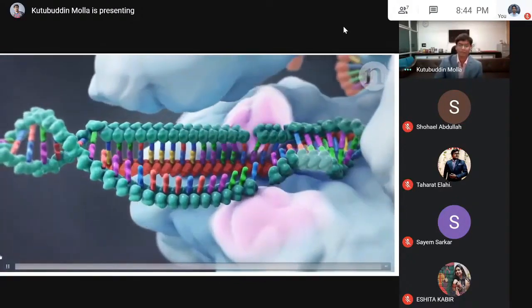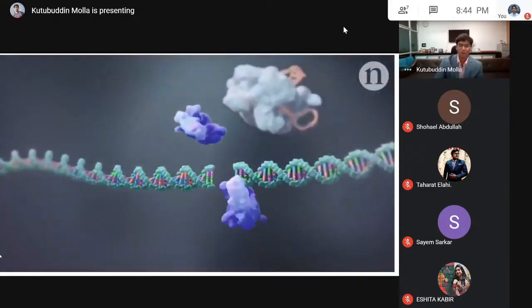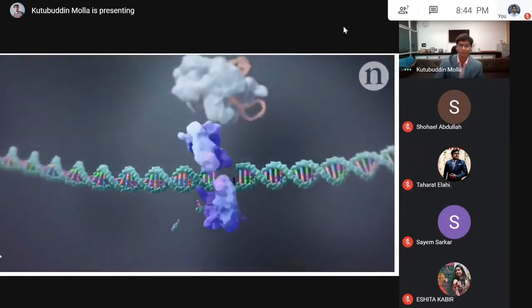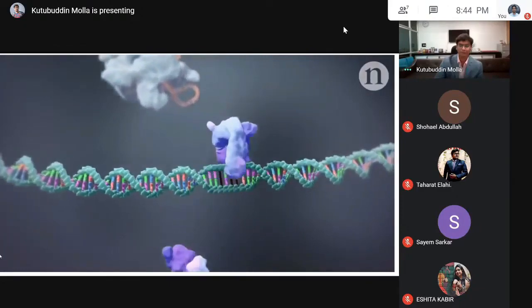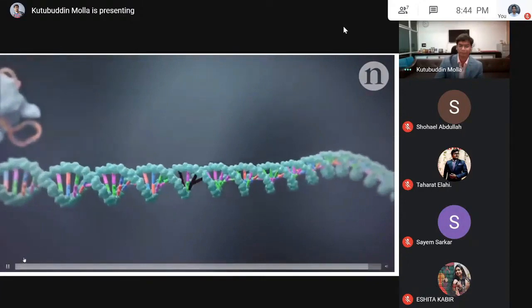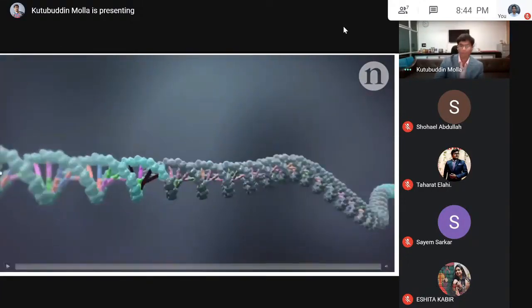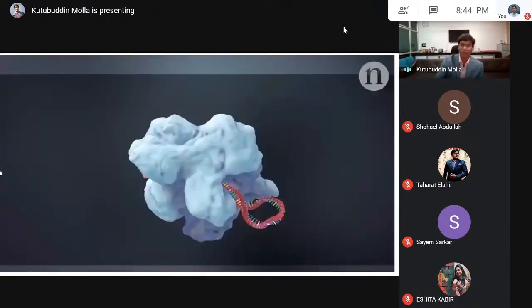Although the cell will try to repair this break, the fixing process is error-prone and often inadvertently introduces mutations that disable the gene. This makes CRISPR a great tool for knocking out specific genes. Okay, so I think it is a bit clearer to you now.